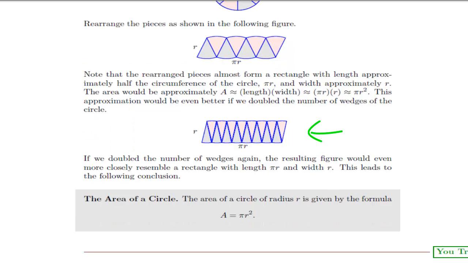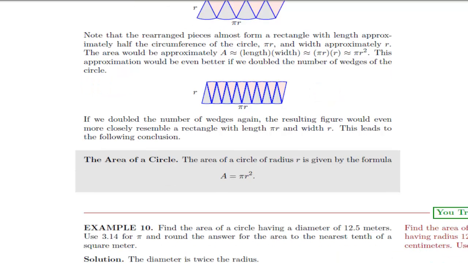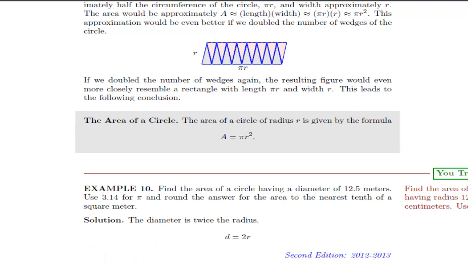If we double the number of wedges again, the resulting figure would even more closely resemble a rectangle with length πr and width r. This leads to the following conclusion. The area of a circle of radius r is given by the formula A = πr squared.